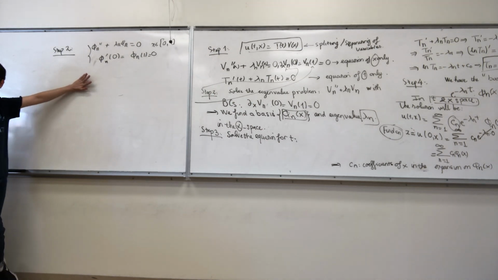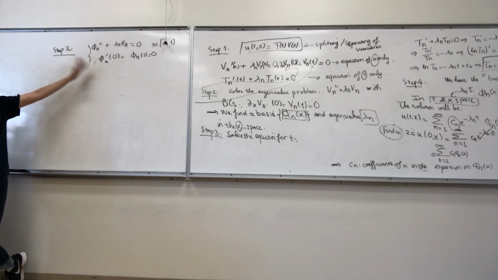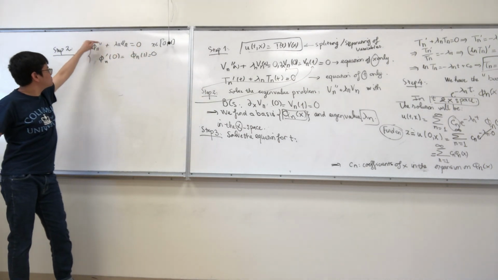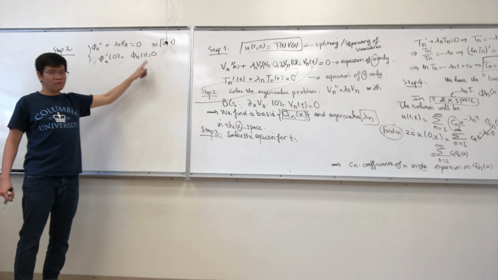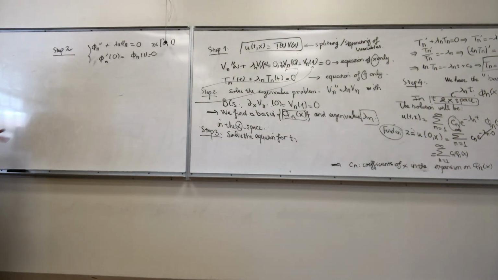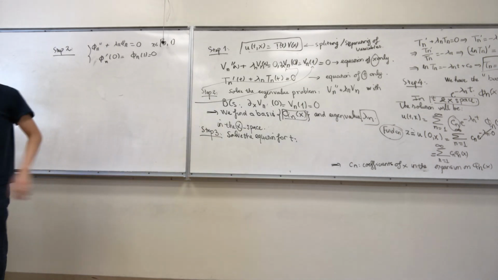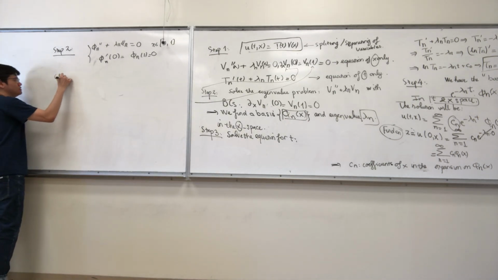Now, let us go to step number 2, in which we solve for the eigenvalues of this problem. You're going to find lambda n and phi n such that phi n double prime plus lambda n phi n is 0 for x in 0 to 1, with phi n prime at 0 and phi n at 1 both 0. So how do you solve this problem? Characteristic equation.